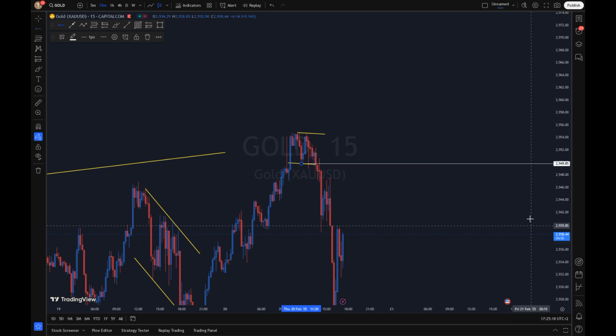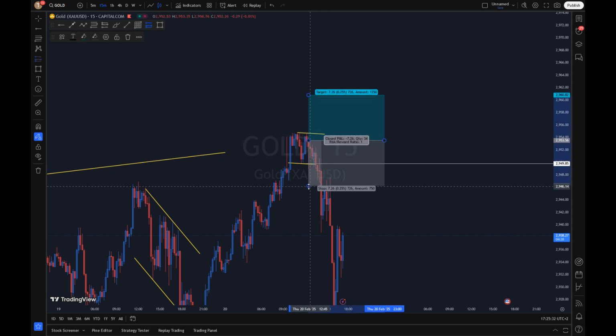I did receive a third touch, but the third touch was on the weekly, and I usually don't trade this kind of dead touch. Okay, so because I was in that FOMO mode, I took the entry right there. When it closed above, I took the entry.